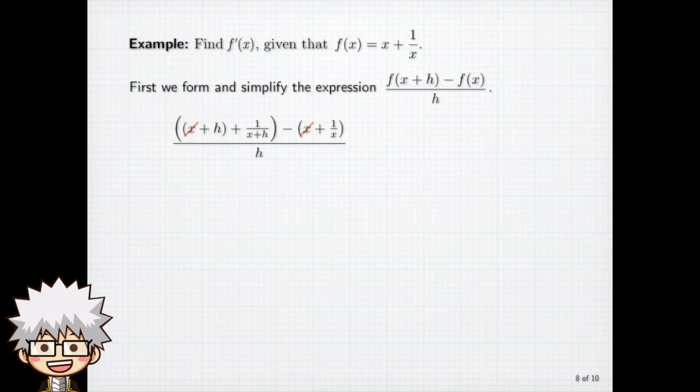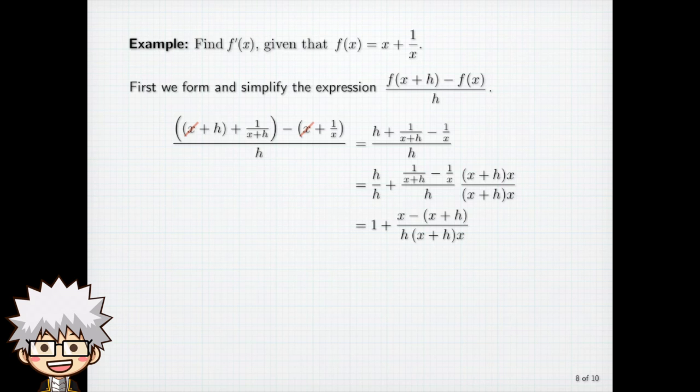Now we do some simplification. Notice that the numerator contains x minus x. So the numerator is h plus 1 over x plus h minus 1 over x. So at this point, we'll split off h over h into a separate term, and then, to simplify the second term, we'll multiply the numerator and denominator by the least common denominator of the fractions in its numerator, x plus h times x. Now, h divided by h is 1, and the numerator of the second term becomes x minus x plus h.